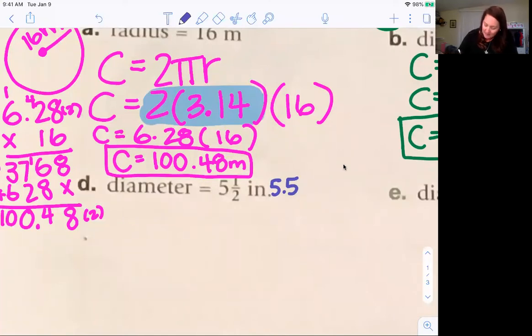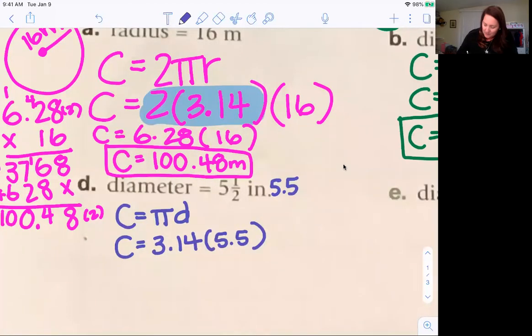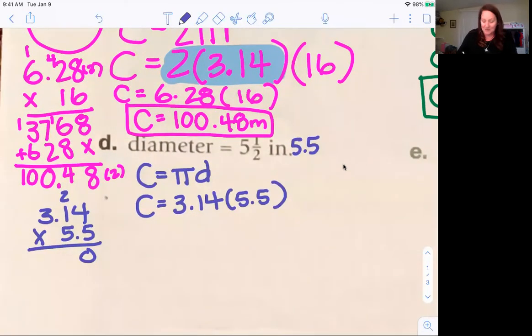Let's see. So I know I have diameter, C equals pi d. Check yours as I'm doing it. Check to see if you have what I have. Circumference equals 3.14 times 5.5. I'm going to go ahead and work this out over here. 3.14 times 5.5. 5 times 4 is 20, carry the 2. 5 times 1 is 5, plus 2 is 7. 5 times 3 is 15. Put my place marker. 5 times 4 is 20, carry the 2, and actually it's going to be the same because it's a 5, just like our 1's place was.